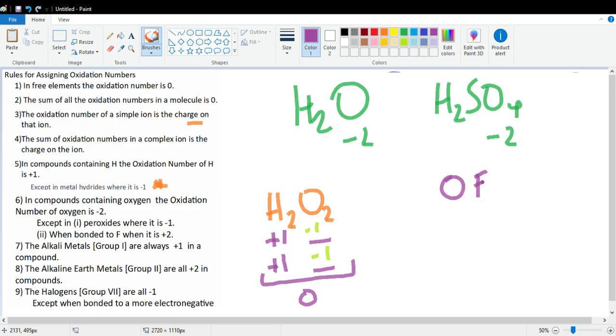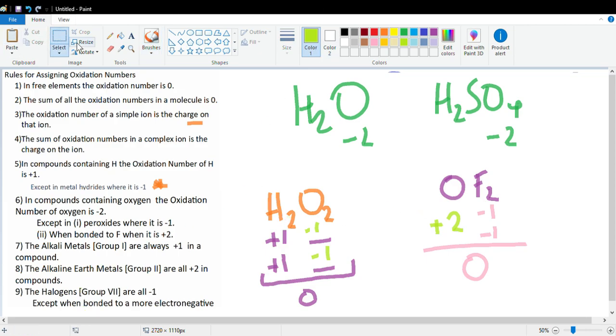The other exception here, exception part 2, is when oxygen is bonded to fluorine. Fluorine is the most electronegative element. So when anything is bonded to fluorine, fluorine has its own rule. Fluorine is always going to be -1. That's in rule number 9. The halogens are always -1. So fluorine is going to be -1, and to satisfy rule number 2, for that to equal 0, oxygen there is going to have to be +2. So those are your 2 exceptions.